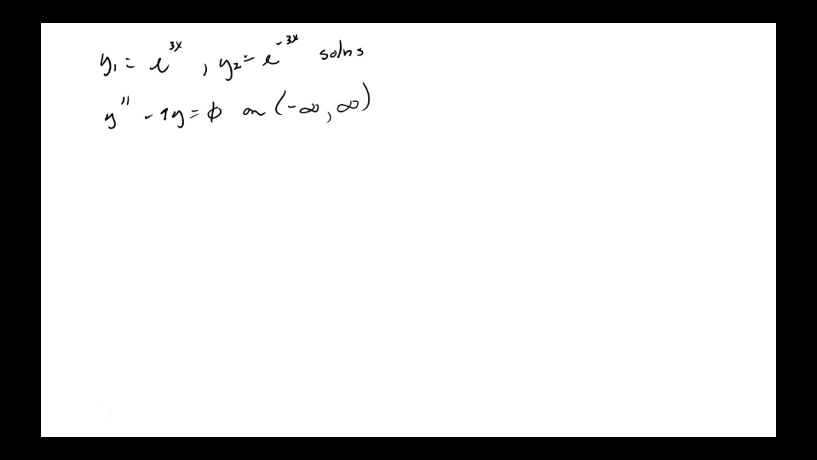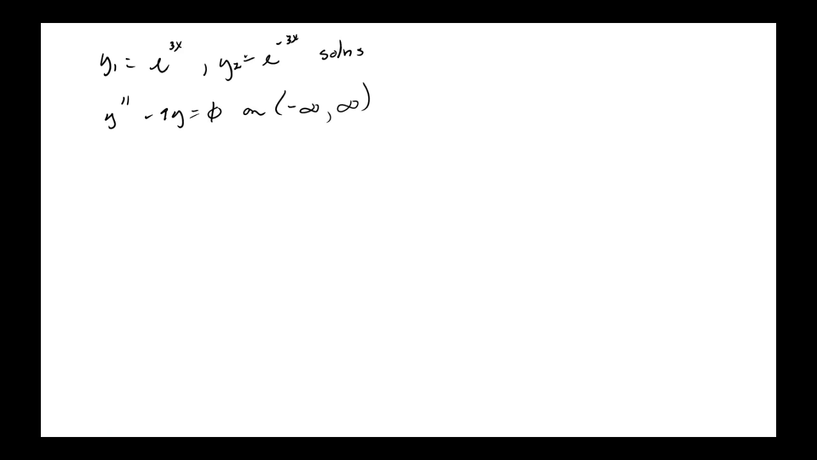Then the second derivative of this would be 9 e to the 3x, and this would be 9 e to the minus 3x. So minus times minus is plus. Either one of those gives a second derivative of 9 e to the minus 3x or plus 3x. Plug that in here, minus 9 times whatever the one that you had, and that's going to be 0. So certainly those are solutions.